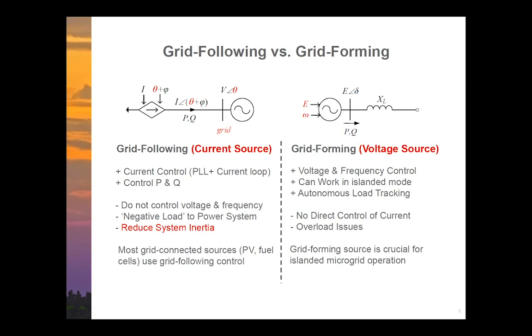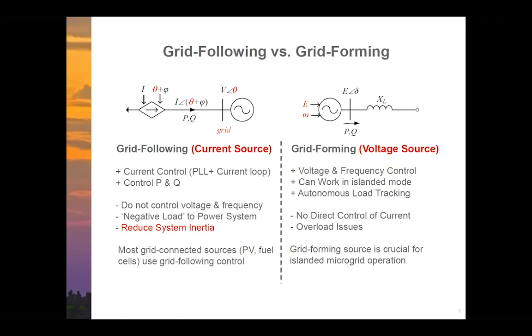As their penetration increases in the power system, the system inertia will be reduced and the transient stability will be reduced. On the other side, the grid-forming inverter behaves as a voltage source. The grid-forming inverter controls the voltage and frequency directly. The advantage is that it can work in islanded mode, so it does not need the grid to provide the reference, and it can do autonomous load tracking. But the disadvantage is that it does not control the currents directly, so it might have some overload or overcurrent issues.